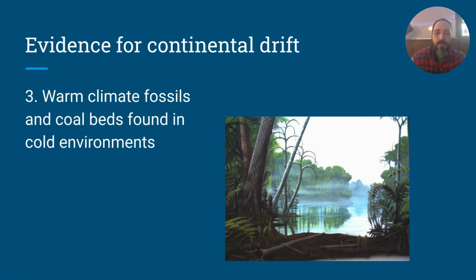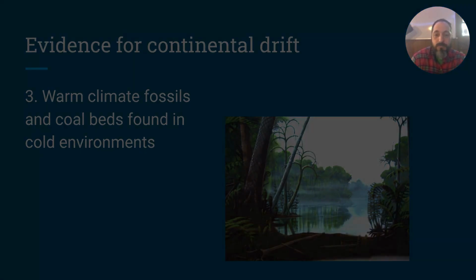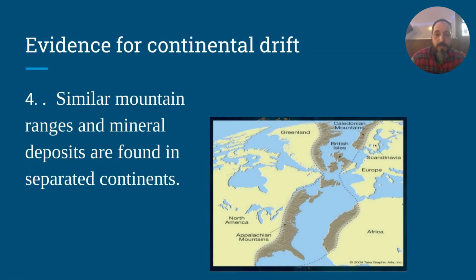He also found evidence of warm climate fossils in coal beds in cold environments such as Antarctica, suggesting that maybe they weren't always at the poles. He also found similar mountain ranges and mineral deposits found on separate continents. So we can see this here, similar mountain ranges in North America and Africa, and then similar rocks found between Greenland, the British Islands, and Scandinavia.